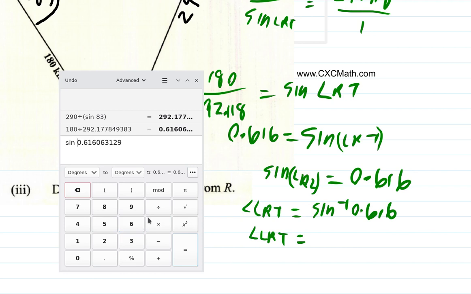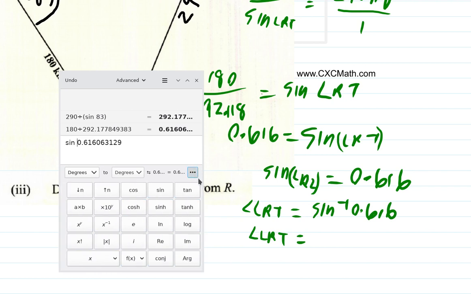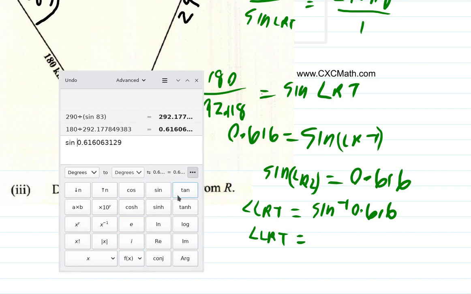Sine, I don't see a sine inverse. This calculator doesn't have a sine inverse. I know most scientific calculators would have an inverse for the sine, cosine, and tangent. Oh, okay.